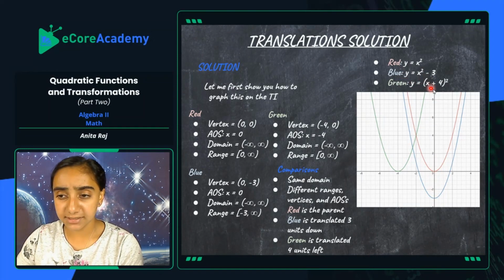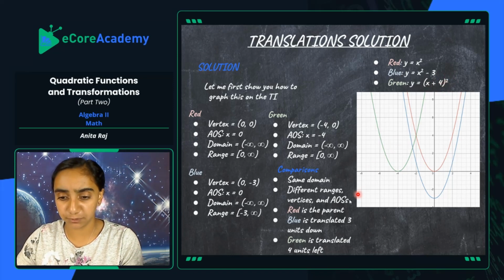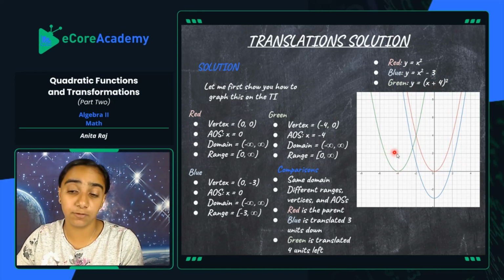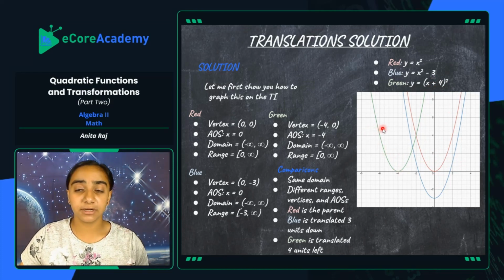Green is x plus 4 to the power of 2, that whole expression. This is translated 4 units left of the parent function. This we're going to be learning later. This is a horizontal translation. Whatever you have in the parentheses with x, we're going to do the opposite of that. So even though this is plus 4, we're actually going in the opposite direction. Instead of moving 4 units to the right, we're going to be doing negative 4, moving 4 units to the left. And then we'll get green is translated 4 units left. So that's how we solve the translations problem.